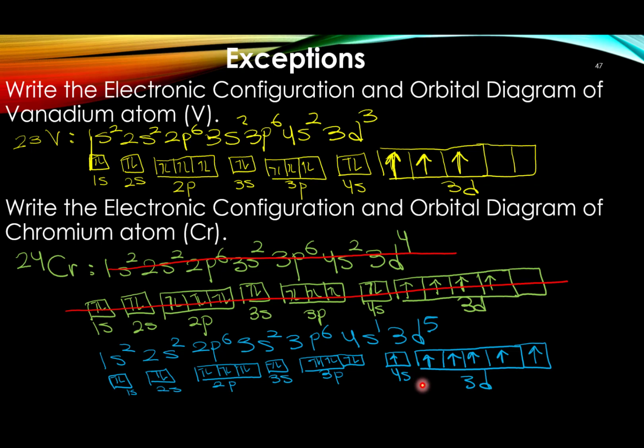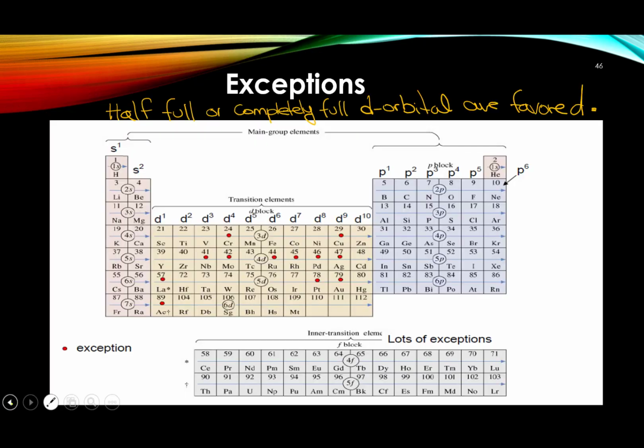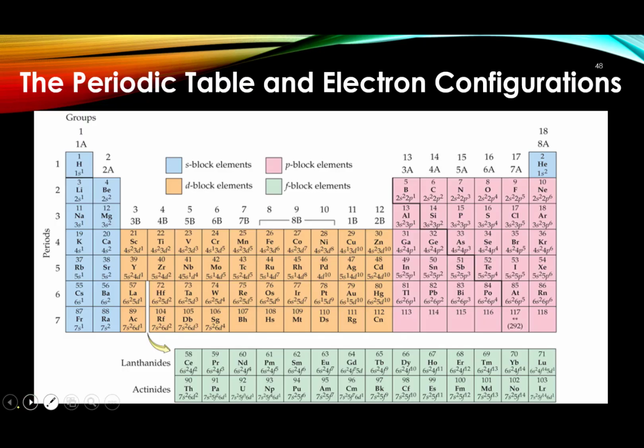Okay, then if I go back, that's why chromium is the exception. If I even go back one more slide, oh, let me go back one more. Okay, now let's go back to the exception. You will see here that chromium was the exception to the rule. You will see its electronic configuration is not following the format. There are more exceptions to the rule.